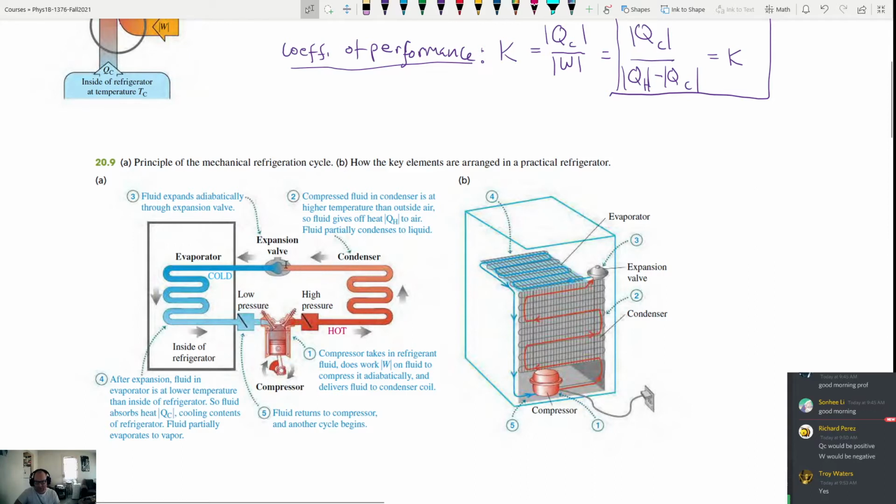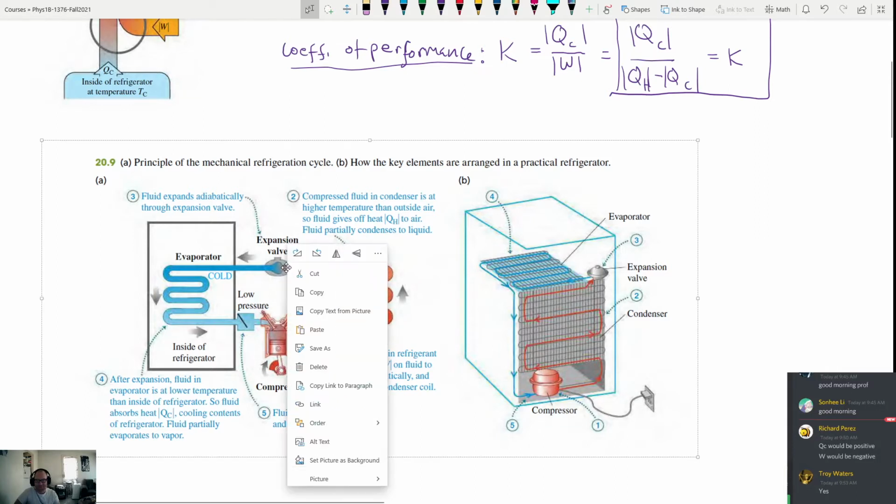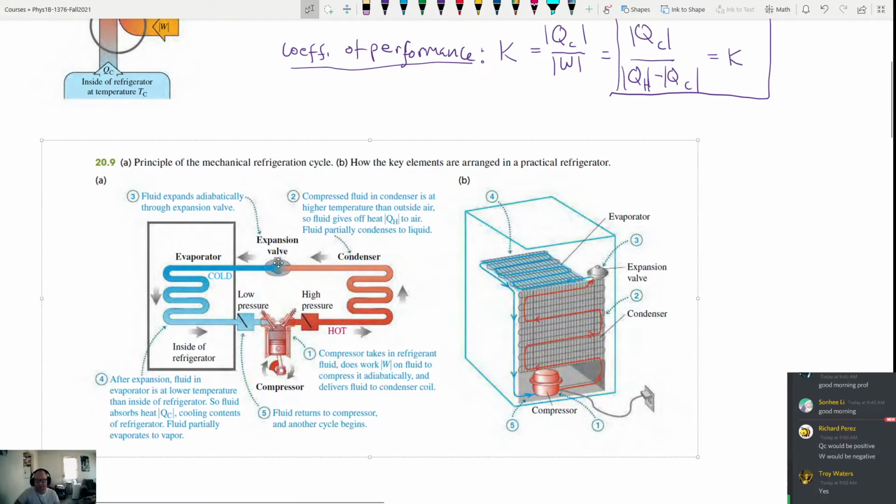Then we go through the expansion valve. It says the fluid expands adiabatically through the expansion valve. What does that mean? Does that mean you just give it room to expand? I don't know. Let's go on to 4 and see if that makes any more sense of it.